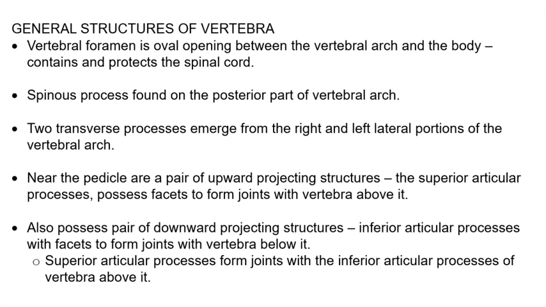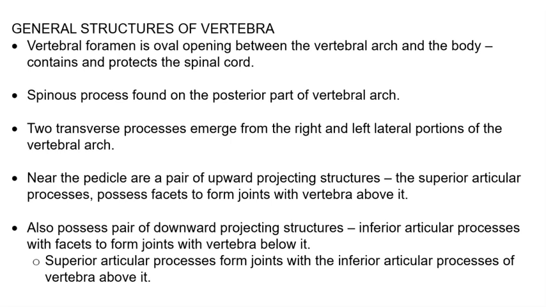A large projection called the spinous process is found on the posterior most part of the vertebral arch. There are two transverse processes that emerge from the right and the left lateral portions of the vertebral arch. Near the pedicle are a pair of upward projecting structures that are called the superior articular processes, and these possess facets which form joints with the vertebra above it.